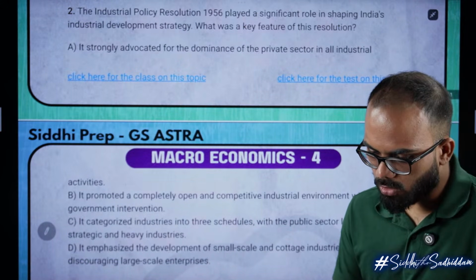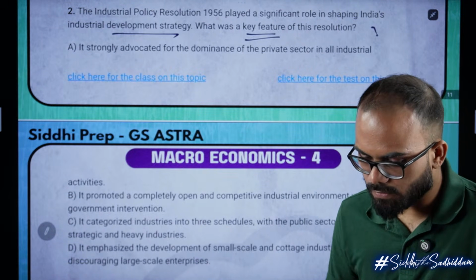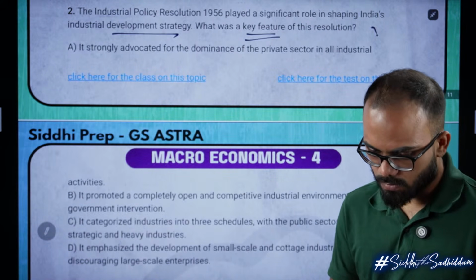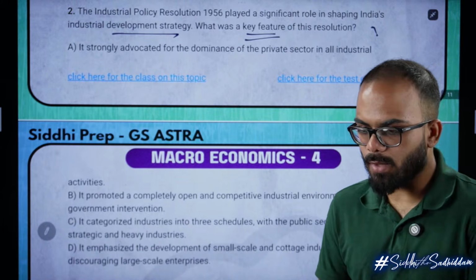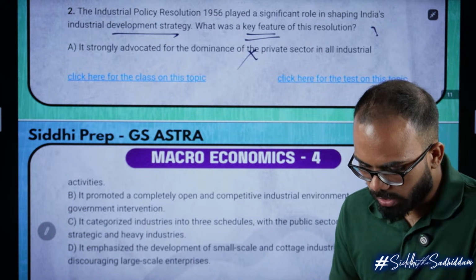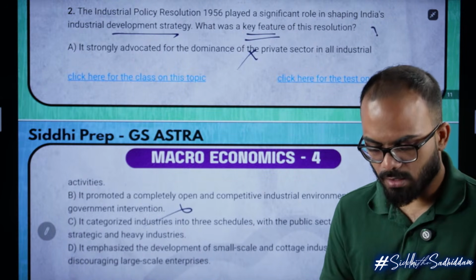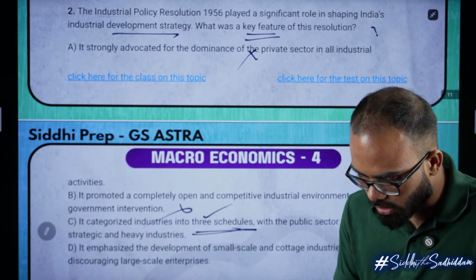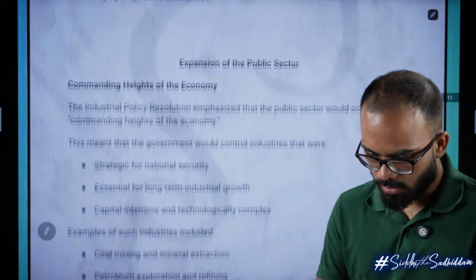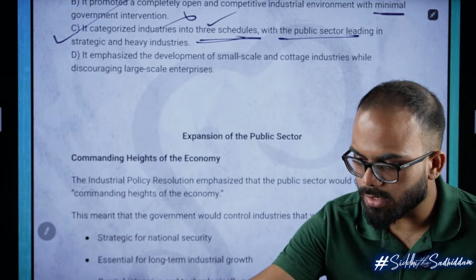IPR played a significant role in shaping India's industrial developmental strategy. What is the key feature of this resolution? It advocated for strong dominance of private sector in all industrial activities. No. It promoted an open competitive industrial environment with minimal government intervention. No. It categorized industries into 3 schedules with public sector leading. Right? Nice. Very good.